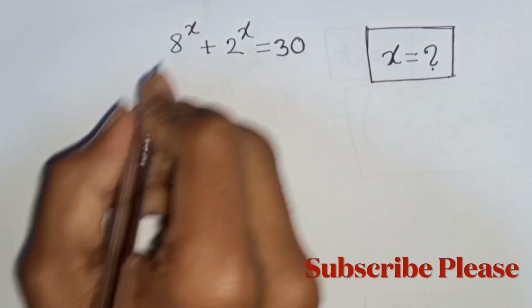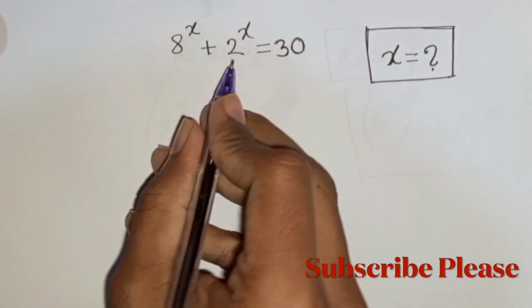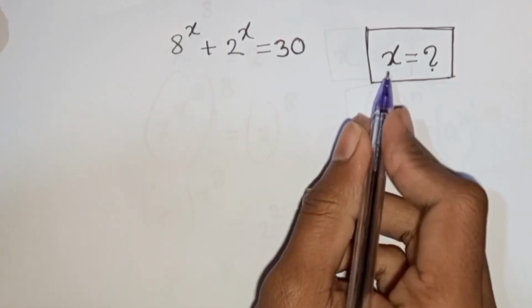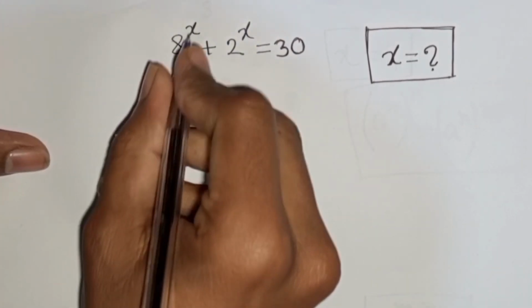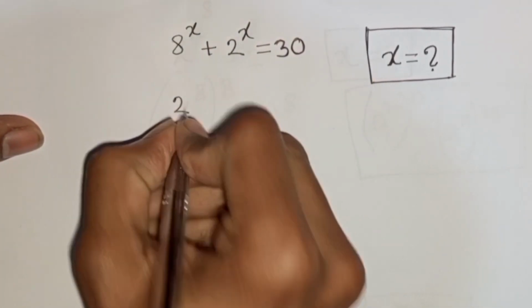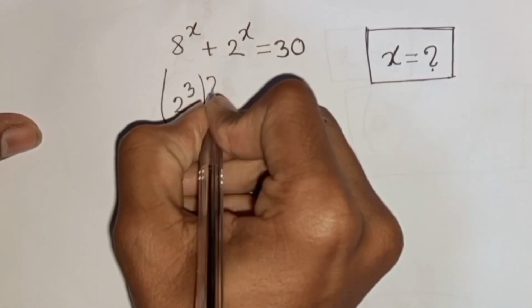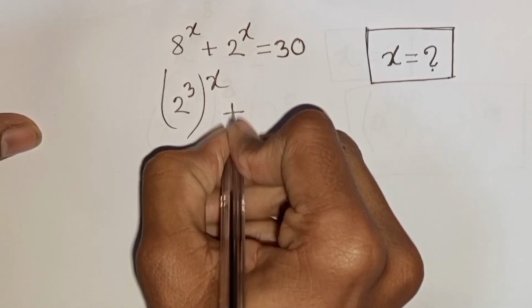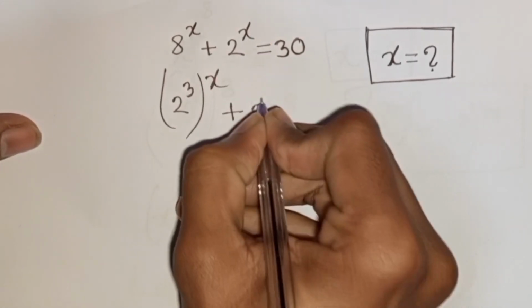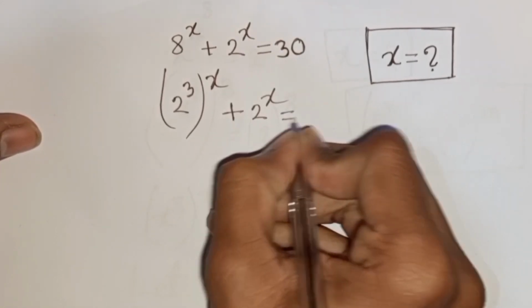How to solve 8 power x plus 2 power x is equal to 30. Find the value of x. So we have 8 power x is same as 2 power 3, then bracket power of x, plus 2 power x is equal to 30.